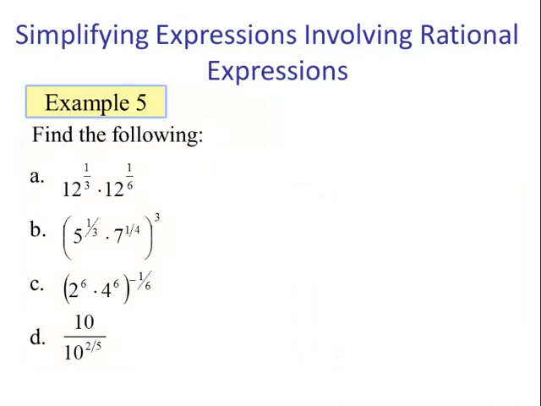A is 12 to the 1/3 power times 12 to the 1/6 power. B is the quantity 5 to the 1/3 times 7 to the 1/4, and that's being cubed. C is the product of 2 to the 6 times 4 to the 6 raised to the negative 1/6 power, and D is 10 divided by 10 raised to the 2/5 power.